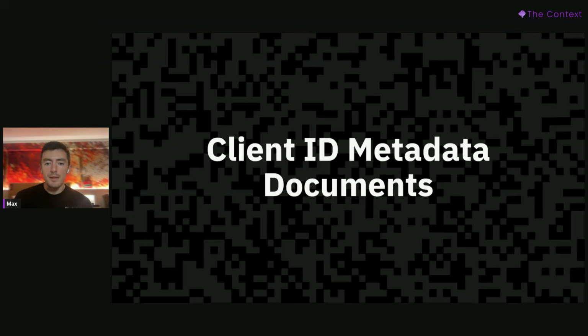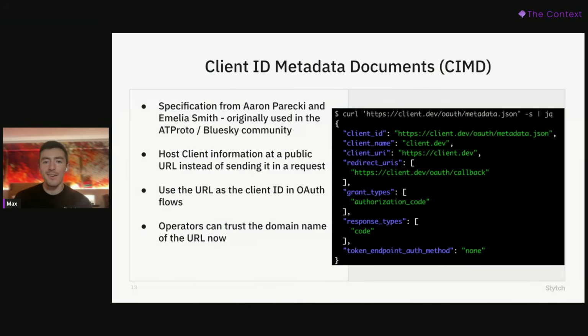So client ID metadata documents are hopefully going to give us a way out. CIMD is a new specification from Aaron Parecki and Amelia Smith, and it was originally used in the AT Proto or the Bluesky community. With client ID metadata, client information is hosted at a publicly available URL, and then the client can use that URL as its client ID. Authorization servers will see that the client ID is a URL and dynamically pull this information in to create the client on the fly.